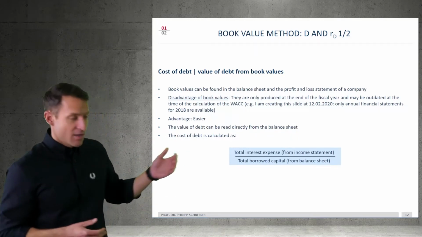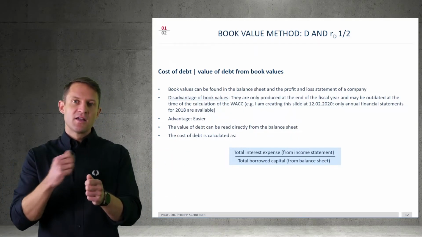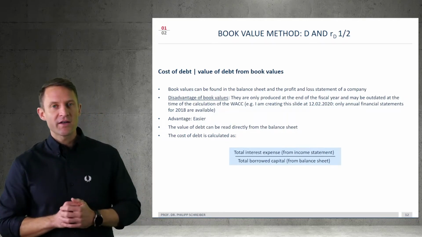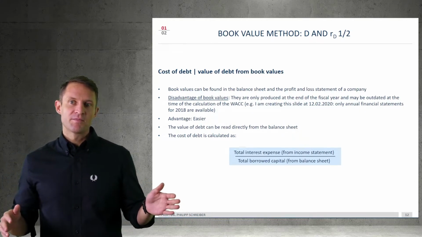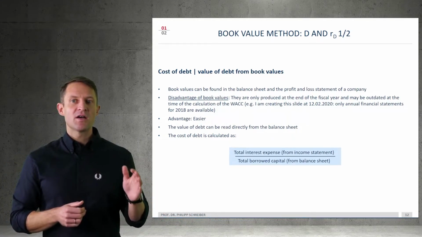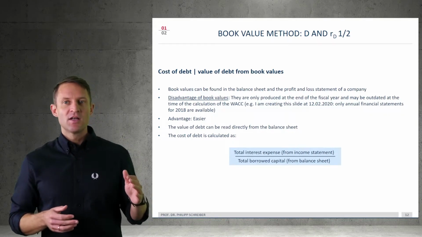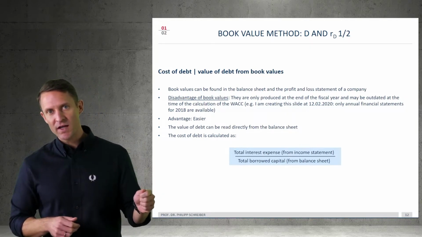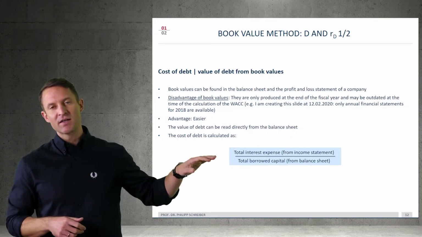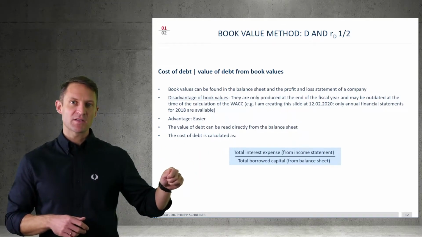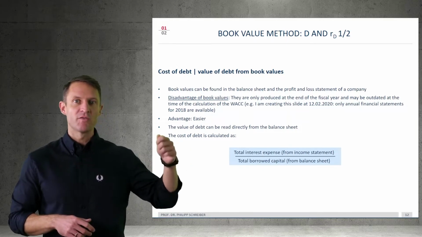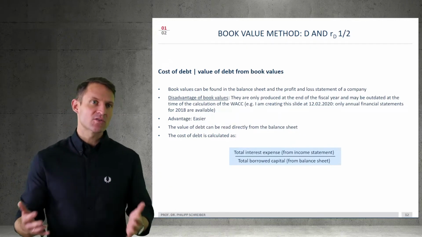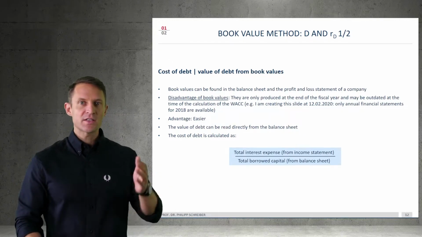The advantage is clearly it's easier. You just have to take the annual report. I'm doing this like a book, but it's actually online. You just go online, you download it, and you just look up the number. The value of debt can be found directly in the balance sheet. And if we want to calculate the cost of debt, we take the profit and loss statement. There's a line item that says interest expenses, total interest expenses. So what is the amount in interest we paid over the year? We divide this by the total value of debt, and then we have the average interest rate we pay on our debt. So let's do it for Trumpf.